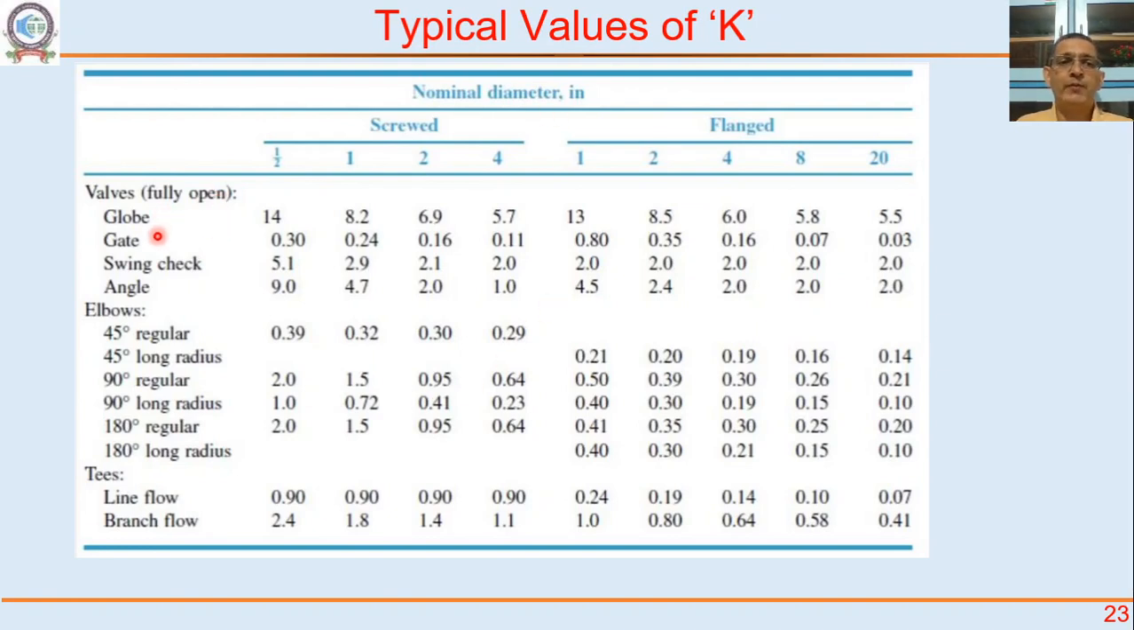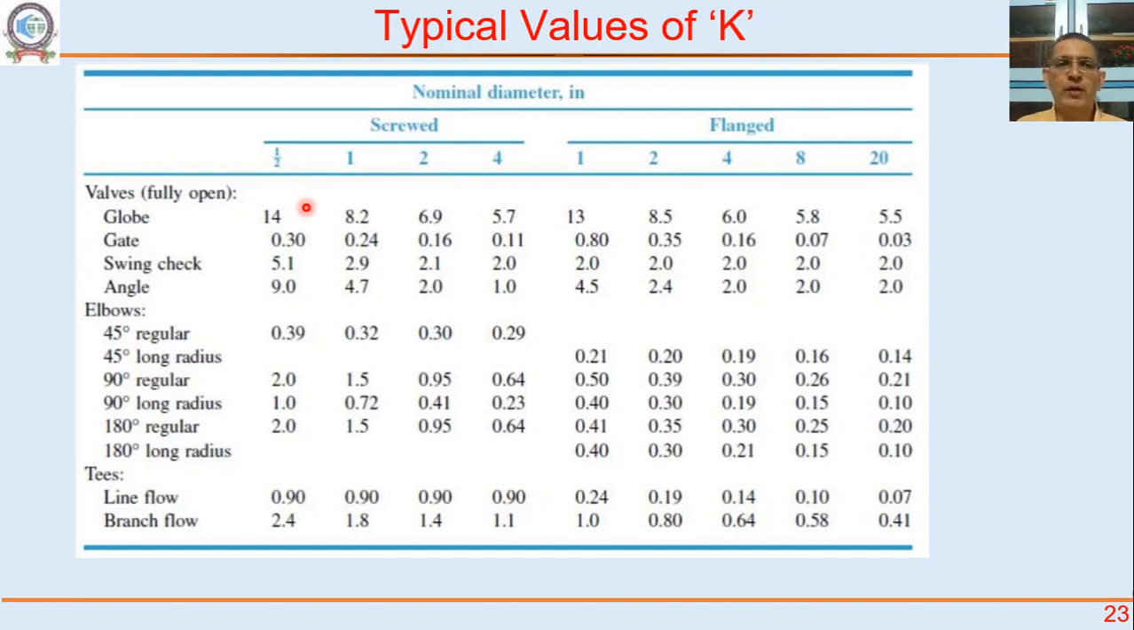So globe valve, gate valve, swing check valve, angle valve, elbows, T's, and the values of K are here, for a half inch, 1 inch, 2 inch, 4 inch, or flanged 1 inch, 2 inch. So you see, globe valve gives a higher head loss coefficient than a gate valve. Gate is just opening and closing. Swing check, this is in the forward direction, by the way.